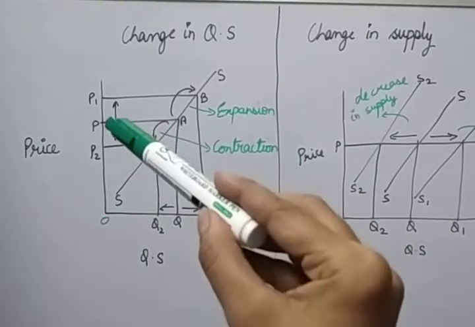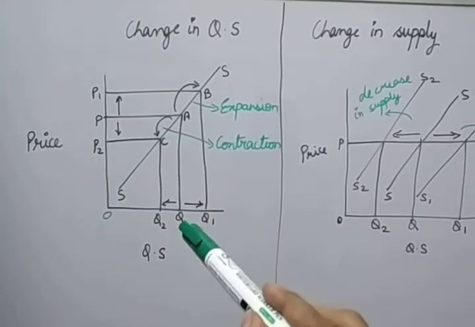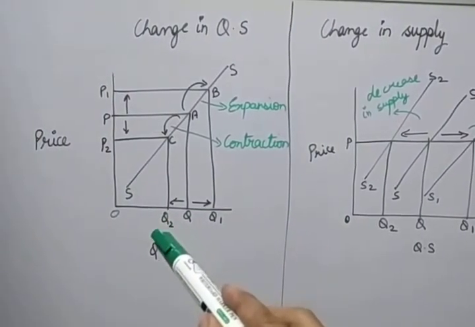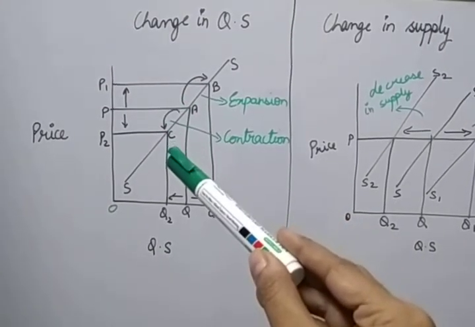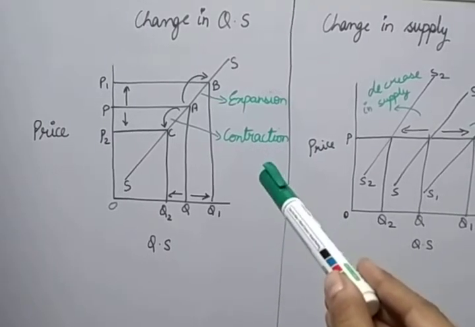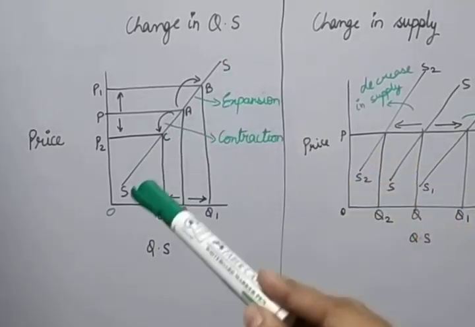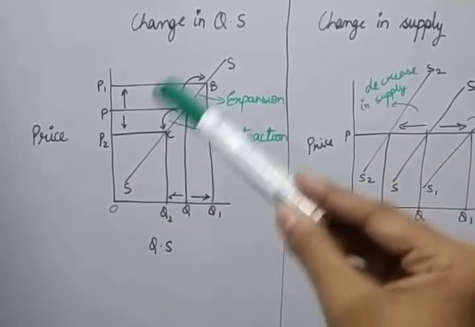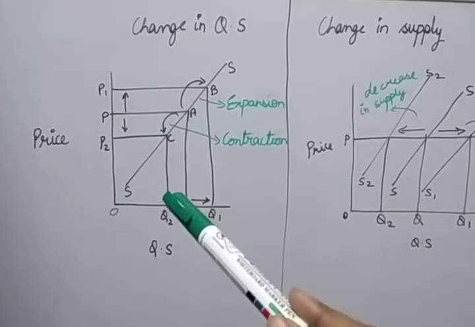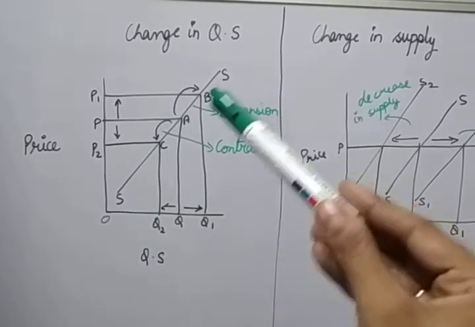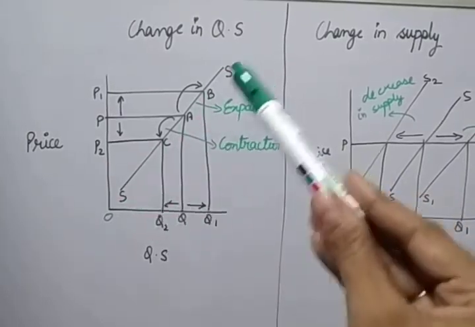Similarly, if OP is the initial price and the price decreases from OP to OP2, you can see the quantity also decreases from OQ to OQ2. So here also you can see that the point changes from A to C. That means there is a contraction of supply. So the one conclusion that comes out from this diagram is that there is a movement along the same supply curve. That means expansion on the same curve and contraction is also on the same curve. The second difference is that in the change in quantity supplied, there is a movement along the same supply curve. You can see only the one supply curve, this SS.